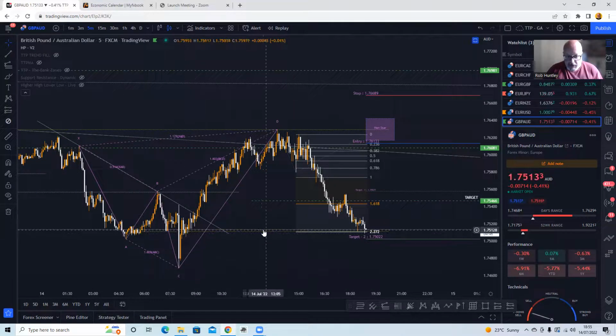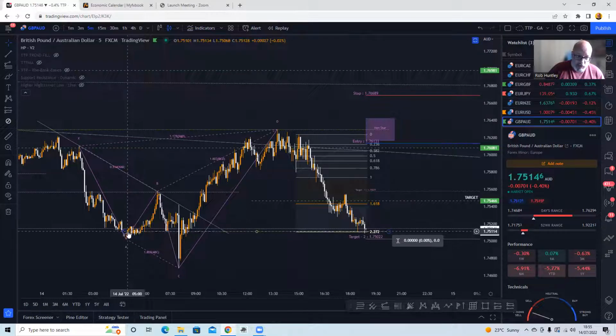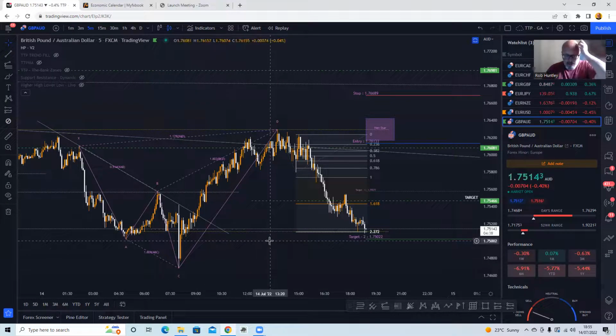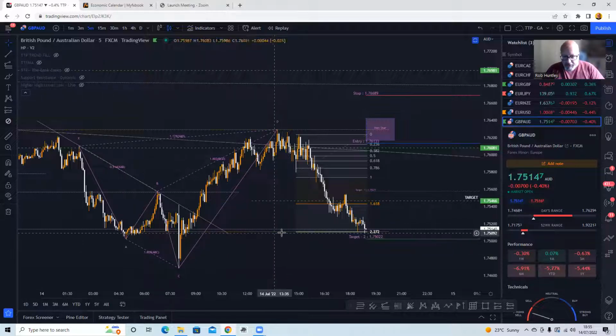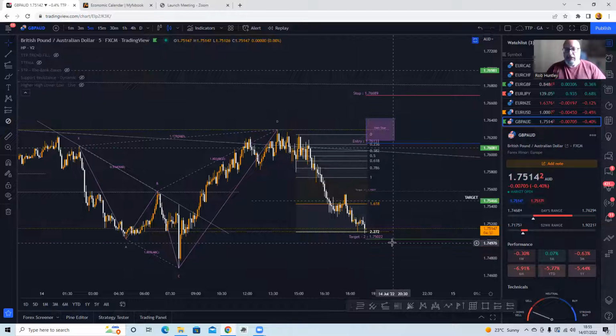So again, I've got another level drawn out here, which was from an order block back here, which may not have been visible on the previous video. I can't remember. But again, that almost lines up with that area as well, so where price has come down to.